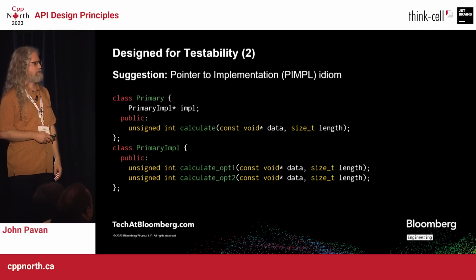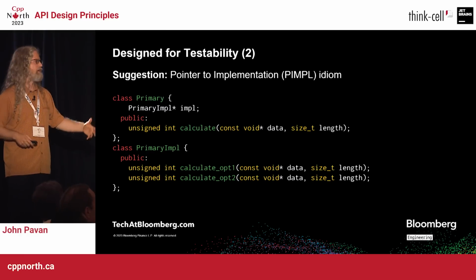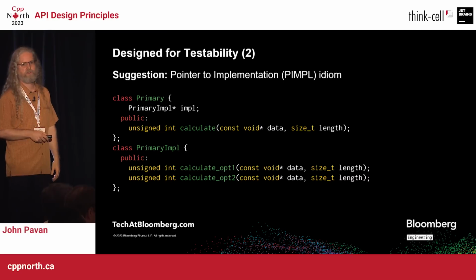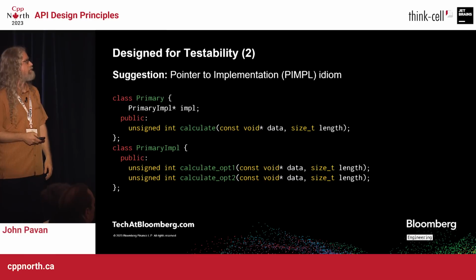Rather than trying to set up your tests so that you force calculate to go down a particular route, your primary implementation can just provide the different options directly as public methods, and therefore they're just a lot easier to call in your testing code.